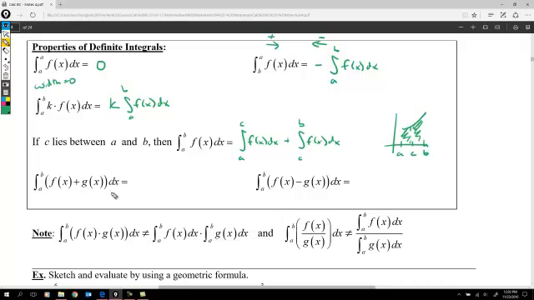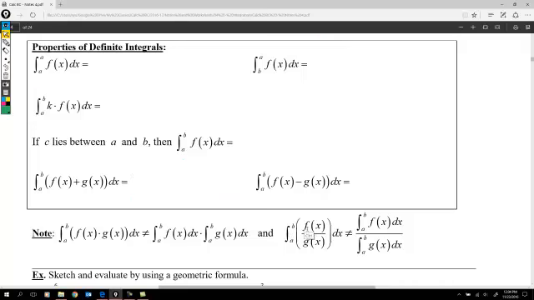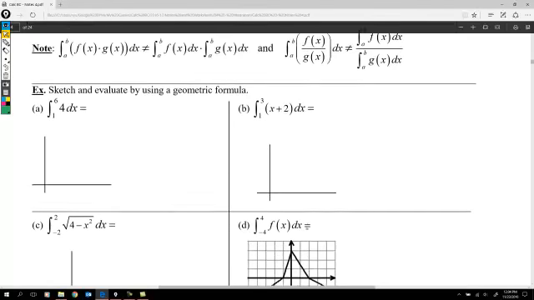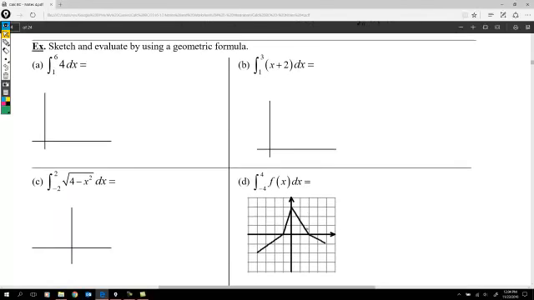Okay, if you're adding two functions together, you can split them into two totally separate integrals. Right, and same thing if you're subtracting. Right, now there's no special product rule or quotient rule for integrals, so we're gonna have to do something else with those. Right, so let's actually go through some examples.